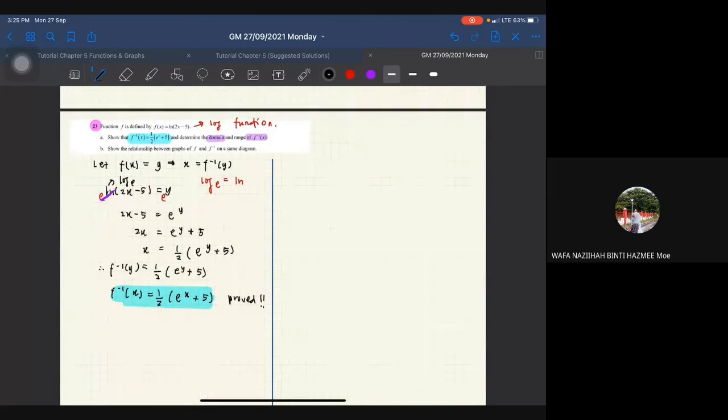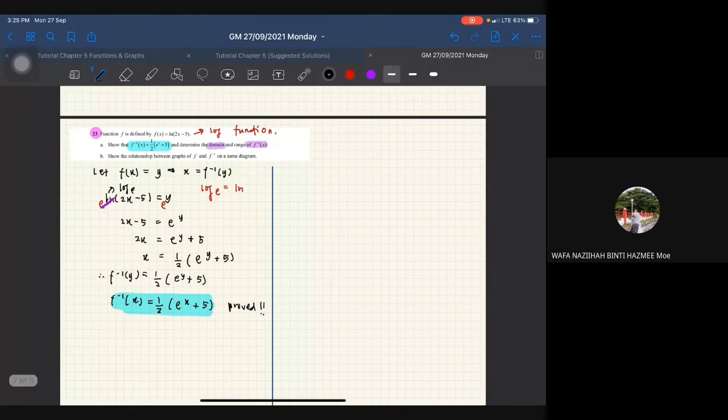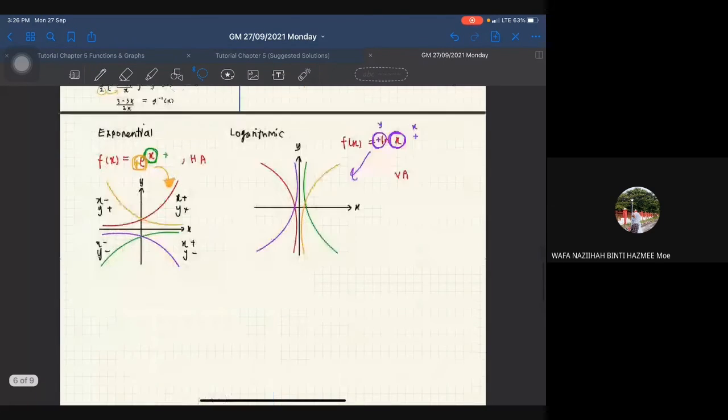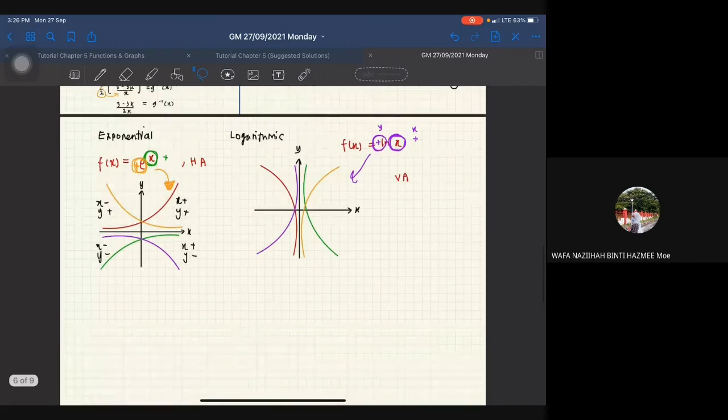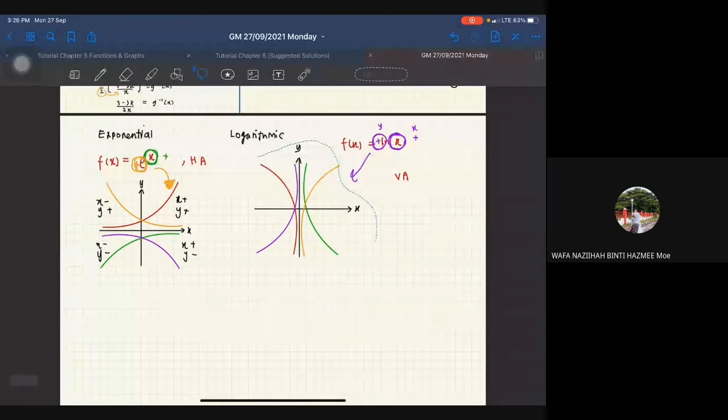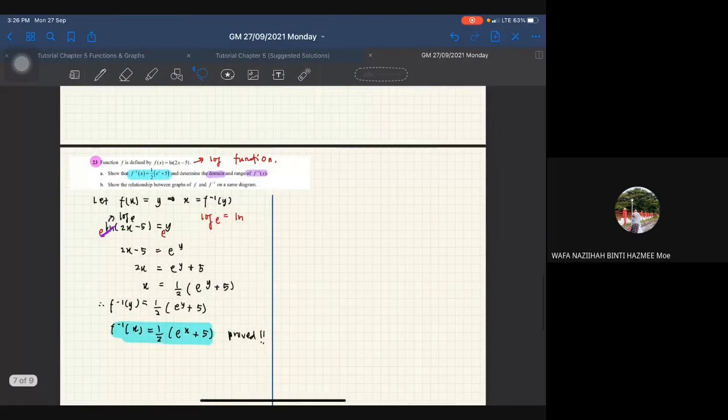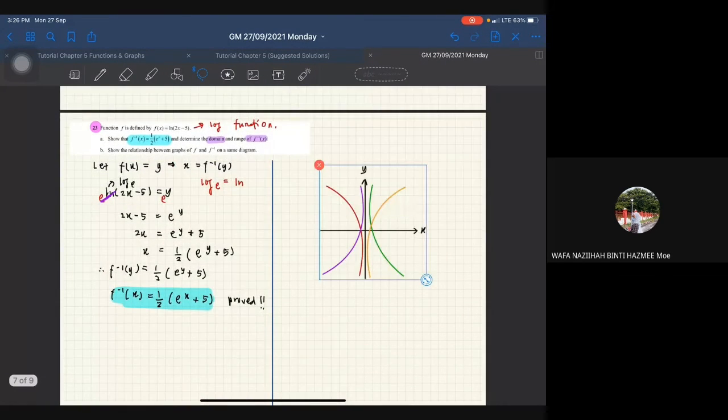Okay, settle. This part. Okay, and then dia minta kita cari domain and also range of f inverse of x. Okay, so macam mana kita nak cari domain and also range ni? Ini idea. Okay, kejap. Saya bawa balik graf yang asalnya tadi kita ada graf log kan? So, saya bawa balik this one. Copy. Saya pastekan kat sini. Okay, this is log graph.